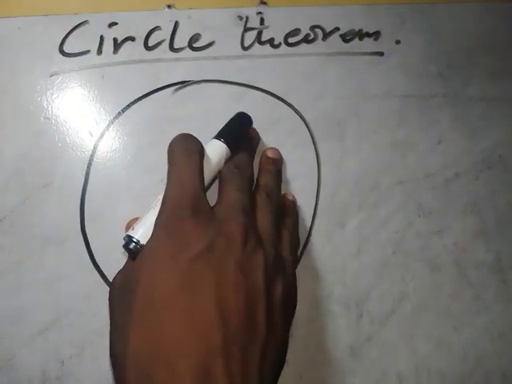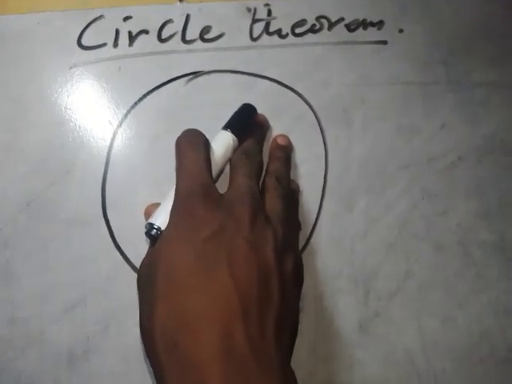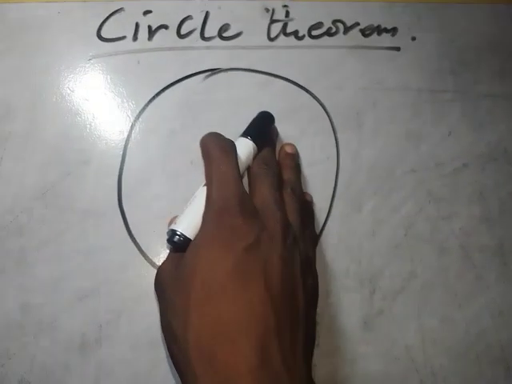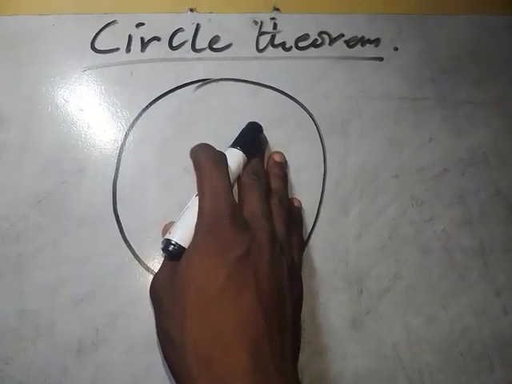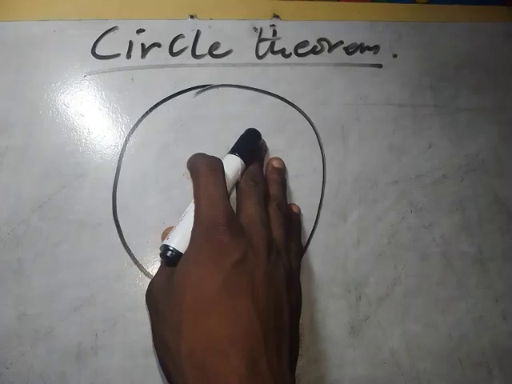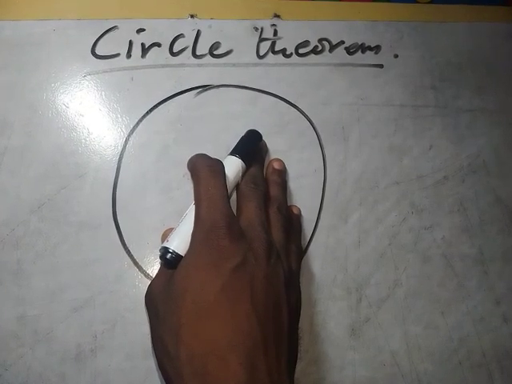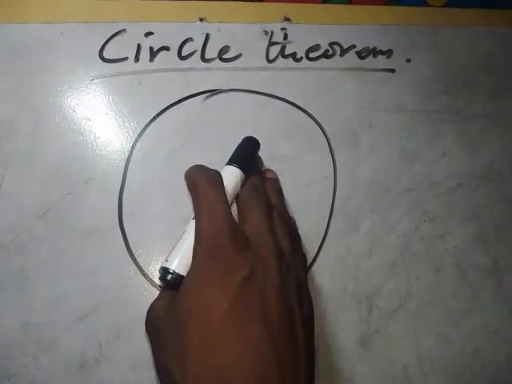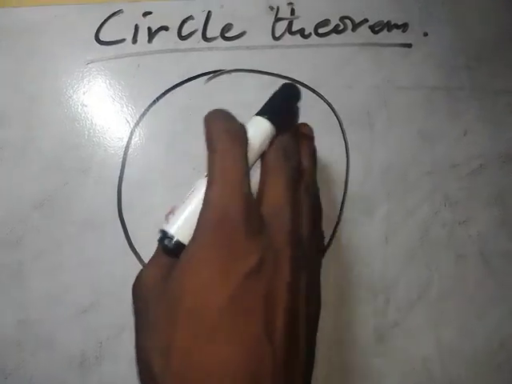Let's consider this circle theorem. This is our next topic. Our next topic is circle theorem. Today we are going to treat angle in a semicircle. Angle in a semicircle is a right angle.